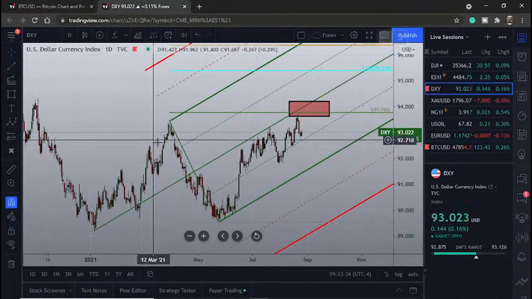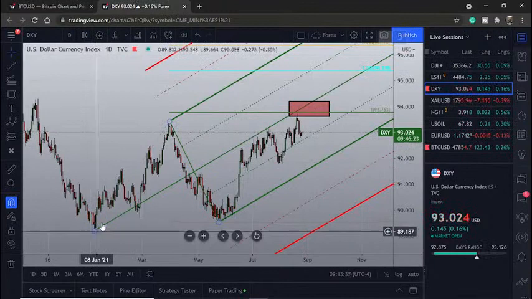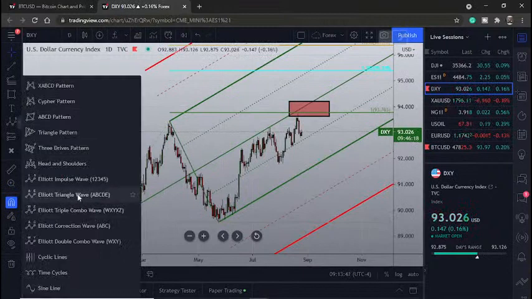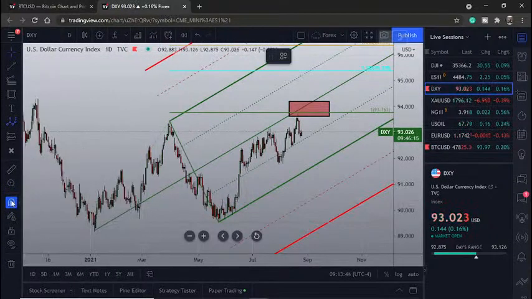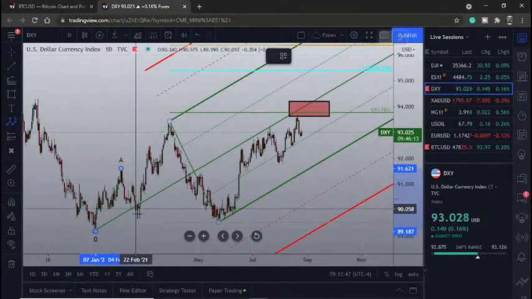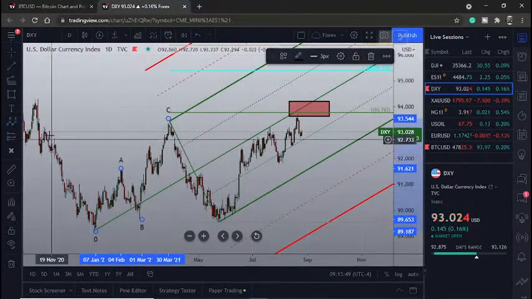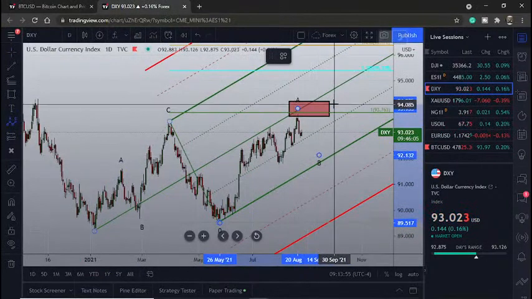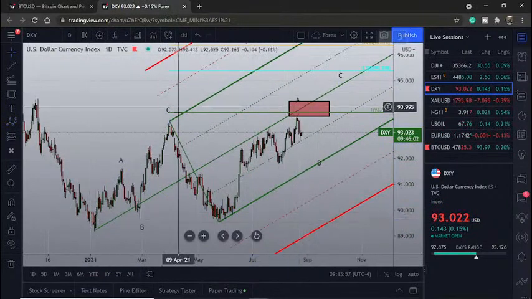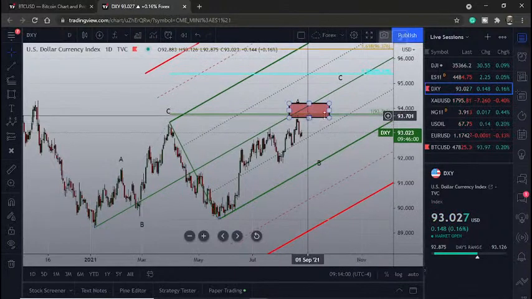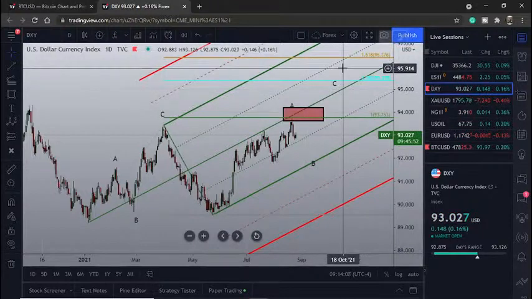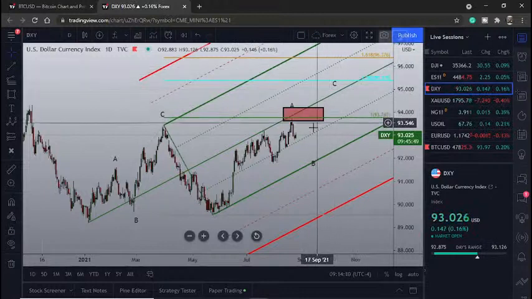If this was a WXY, then it's basically two ABCs connected by an X wave. Let me mark that out for you quickly. A, B, C, and then you get an X wave, and then you get either now an extended A wave with a B wave and then a C wave lower, or we just had an ABC. Either way, I don't think we're done going up. So I'm also not really going to be getting into any major forex pairs while the symposium's going on as well.